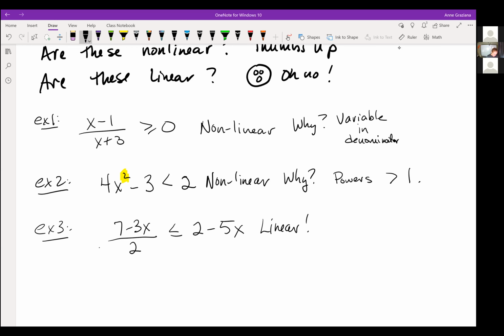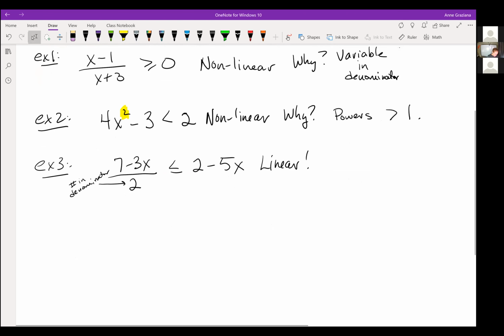Because even though I have a fraction here, it's just a number, okay? That does not change anything. And all the powers are 1. So good job. All right, let's do one more.